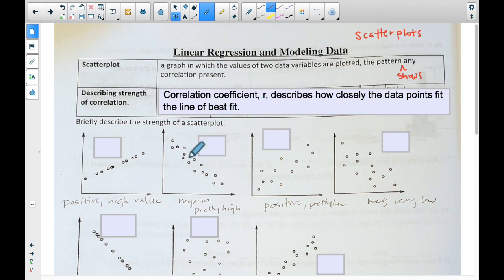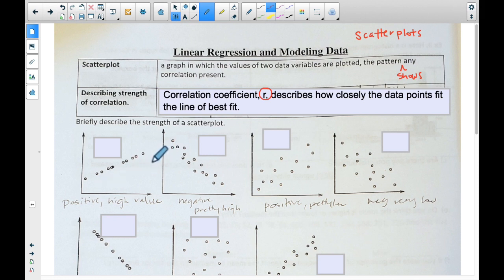So you can look at the scatter plot and find out what the correlation is. That is, how are they correlated to each other? How are they related to each other? We can describe how much they're related to each other. Is it really affecting it or not? And the way we do that is by using the correlation coefficient. We use this letter R for the correlation coefficient, and it describes how closely the data points fit the line of best fit.